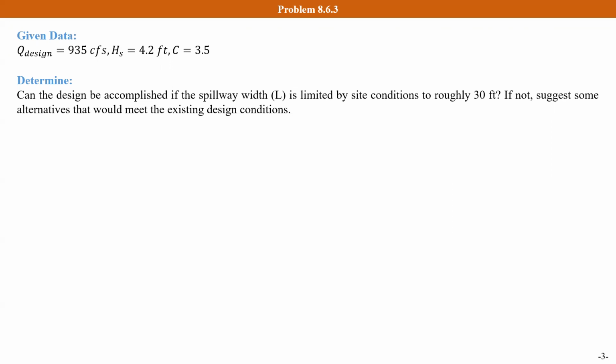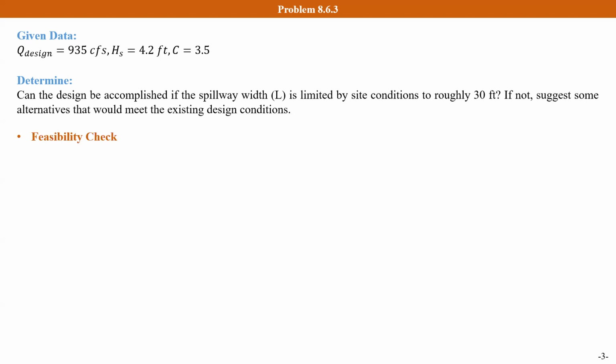Now let's move on to the third problem. In this problem, we know the designed flow rate is 935 cubic feet per second. The static head is 4.2 feet. The spillway coefficient is 3.5. We need to determine if the design can be accomplished if the spillway width is limited by site conditions to roughly 30 feet. If not, we need to suggest some alternatives that would meet the existing design conditions.